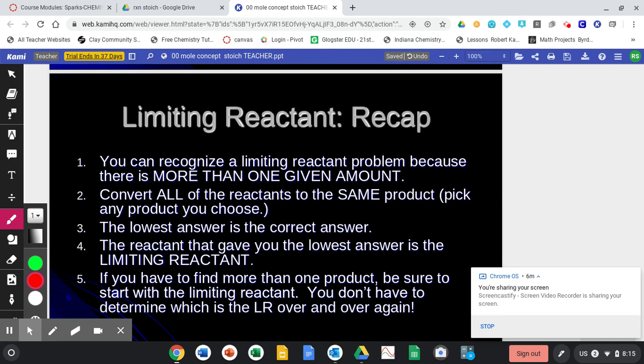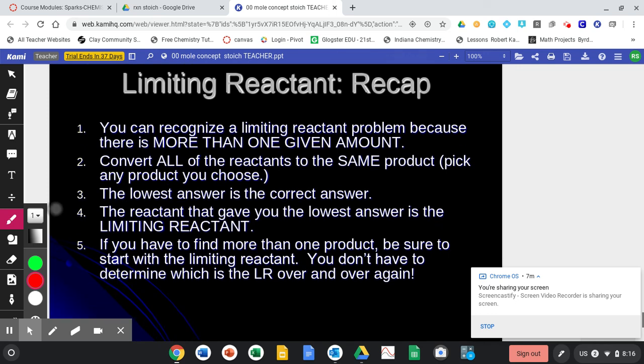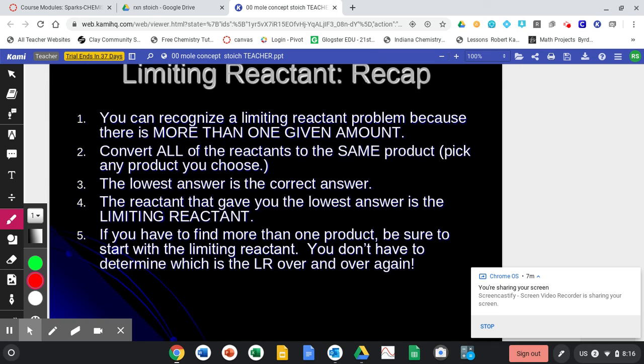Again, you can recognize a limiting reactant problem because you're given more than one amount. You convert all the reactants to the same product, and the lowest answer is the correct answer. The reactant that gave you the lowest answer is the limiting reactant. And if you have to find more than one product, be sure to start with the limiting reactant. You don't have to determine which is the limiting reactant over and over again.